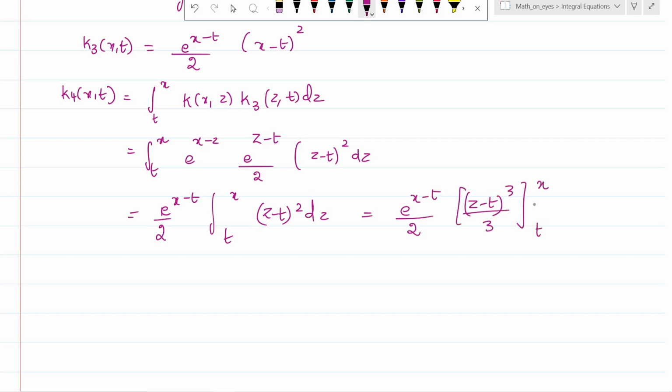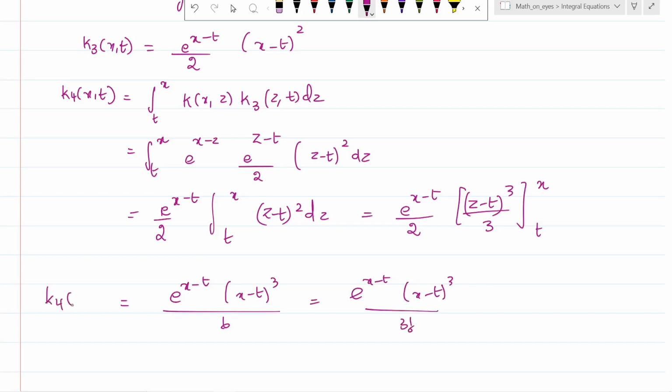When you apply the lower limit, it will be 0. So you should apply only the upper limit: x minus t the whole cube divided by 3. 3 twos are 6. So you will have e to the power x minus t into (x minus t) the whole cube divided by 6, which can be written as e to the power x minus t into (x minus t) the whole cube divided by 3 factorial. So this will be your k4 of x comma t.